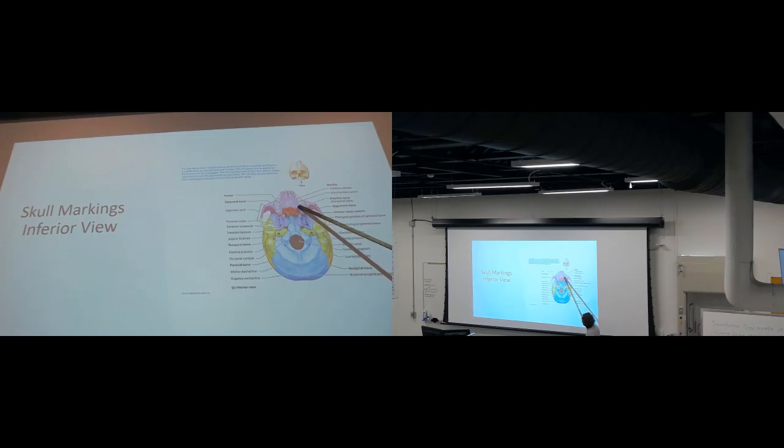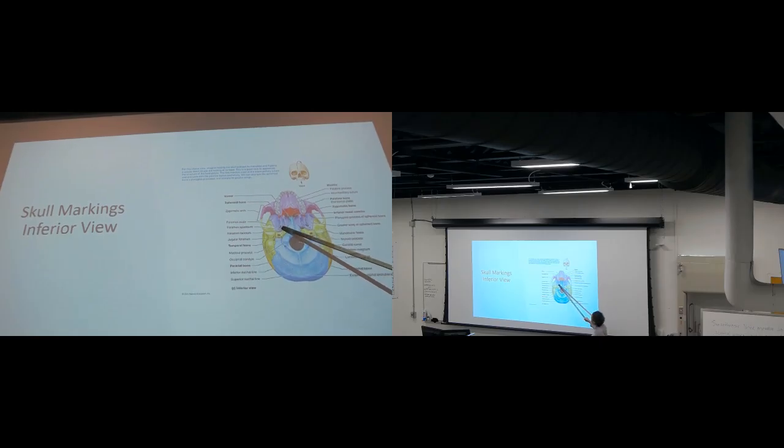And then here we have the maxilla. This is the incisive fossa, alveolar processes. This is the zygomatic arch formed by the zygomatic bone, that temporal process, and the zygomatic process of the temporal bone. And then here is the medial pterygoid process of the sphenoid. This is the lateral pterygoid process.